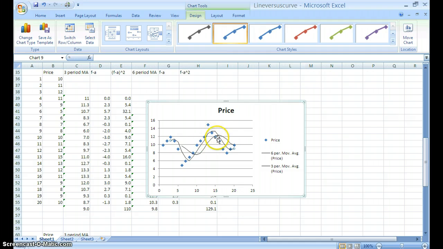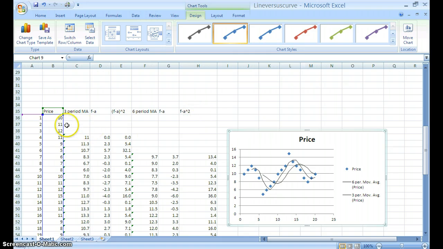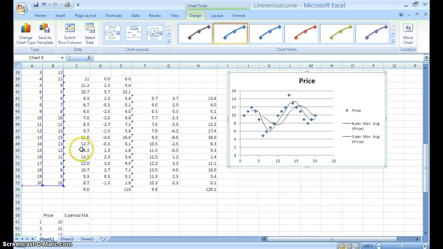Much better. It goes along much closer to the points. That one's probably going to work out the best. What we have to do is verify that by doing an analysis. So what we do is we put in the moving average data. I'm going to show you in a minute how I filled this chart in, but here's the 3-period moving average. Our forecast using this data would be 9 for the next period.